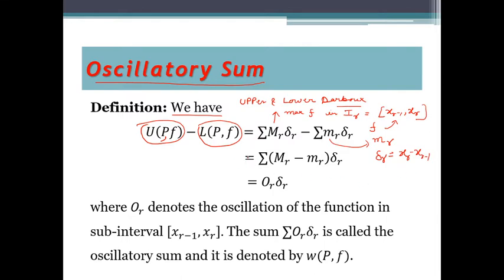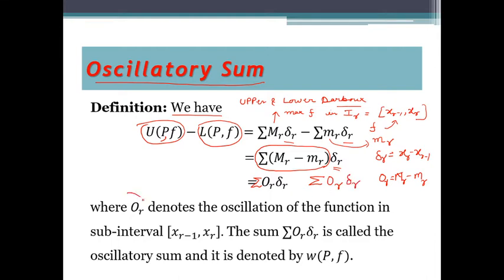This will be equal to, taking delta r as common from both terms, the summation of (M_r minus m_r) into delta r. We denote the term M_r minus m_r as O_r. So this becomes the summation of O_r delta r.